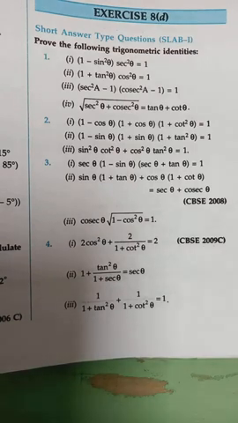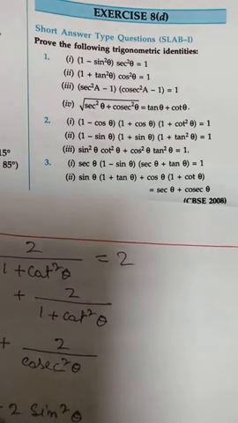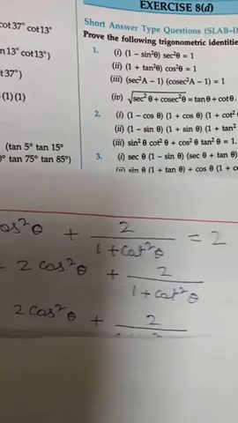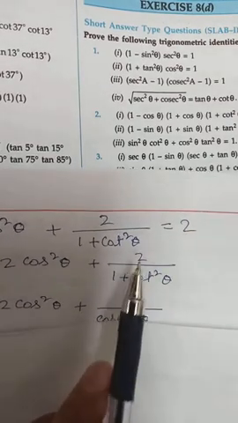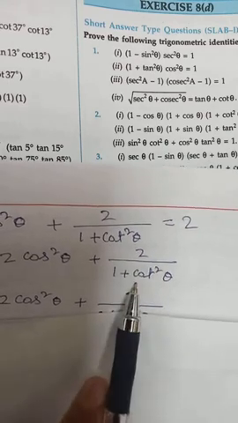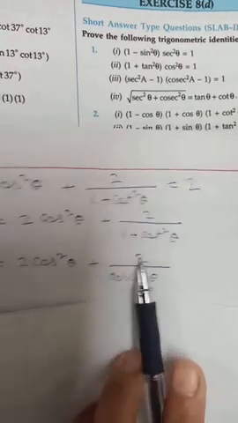Then next, for 1 we have 2 cos square theta plus 2 by 1 plus cot square theta. We have to show that it is equal to 2. So we take the left hand side to be 2 cos square theta plus 2 over 1 plus cot square theta. This one let it be like that because our aim is to get 2. Then 2 let it remain 2. 1 plus cot square theta, if we check from the identity, will be equal to cosec square theta. So here we have 2 and 2.